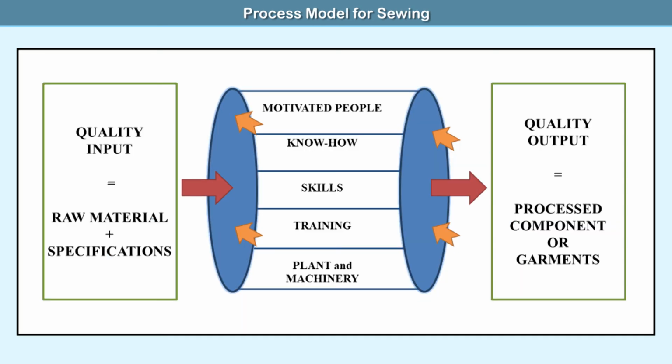Process model for sewing. Quality input is in terms of raw material and specifications, which are processed by motivated people through their know-how, skills, training, plant and machinery, and the quality output equals processed components or garments.